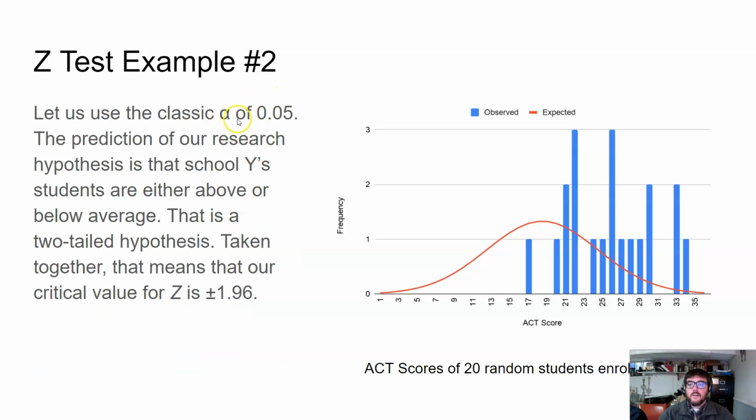So again, alpha is 0.05. The research hypothesis would be that the students' average scores are either above or below. It's a two-tailed hypothesis. And so with a two-tailed hypothesis and an alpha of 0.05, the critical value for z is 1.96. So let's calculate our z statistic and compare it to this critical value.